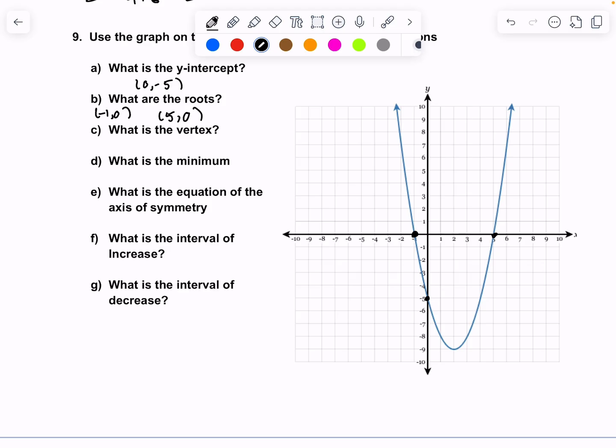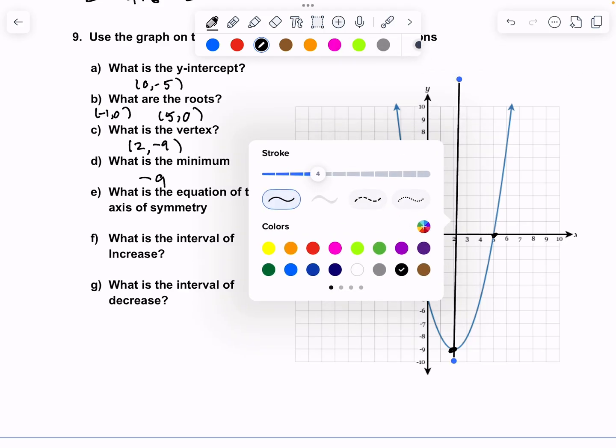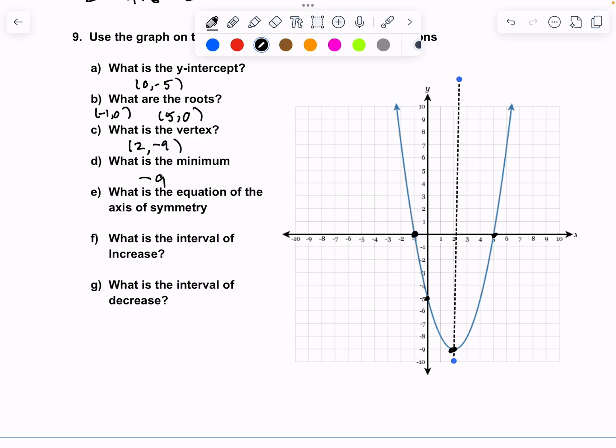The vertex is the lowest point if it's going up, or the highest point if it's going down. That's right here. So my vertex looks like 2, negative 9. The minimum is the y value of the vertex, which is negative 9. The equation for the axis of symmetry is the x-coordinate of the vertex. It goes right through the center. Maybe make sure it's an equation. How I wrote it's kind of hard to tell, but the x-coordinate of the vertex is 2, so the axis of symmetry is x equals 2.